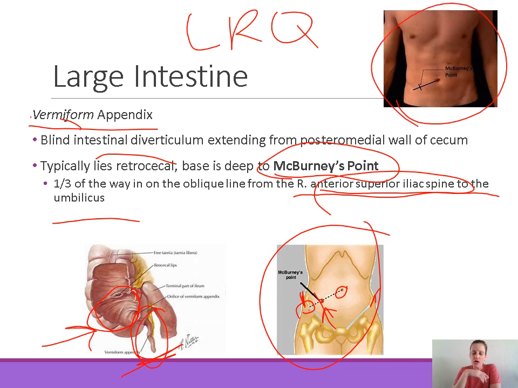In this picture on the top, you can see the actual surface anatomy, the physical landmarks to find McBurney's point, which again is where the base of the appendix is. Here you can see on the side where the iliac crest is, the hip bones. If you follow that to the front, you'll feel a little hook at the very front of the iliac crest. That's the anterior superior iliac spine. And we're going on the right side. If you draw a line from there to the umbilicus, and go about 1/3 of the way in on that line, that's McBurney's point.